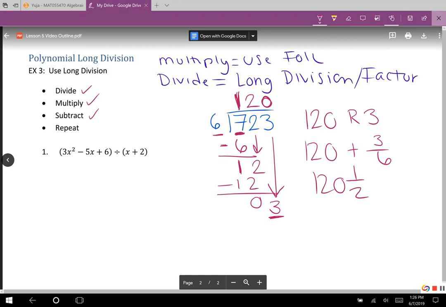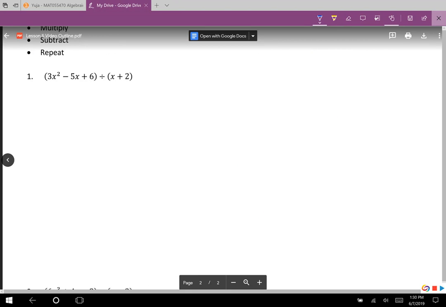So basically, we're going to use this exact same process with polynomials. We divide, and then to find the remainder, we have to multiply and subtract. We bring down the next term, and then repeat the process. So let's take a look at an example. This is the part of this lesson I really want us to focus on today. We're going to divide 3x squared minus 5x plus 6 by x plus 2.